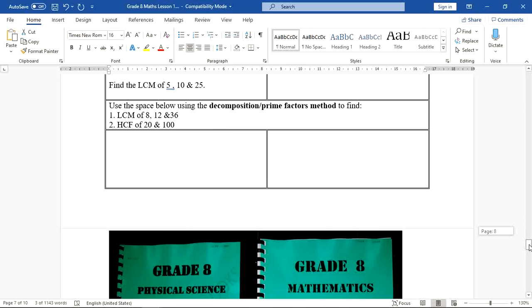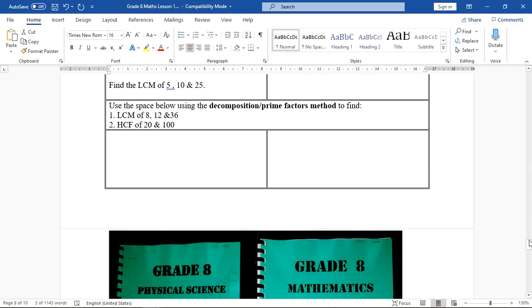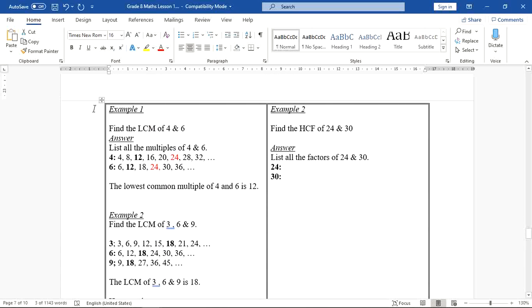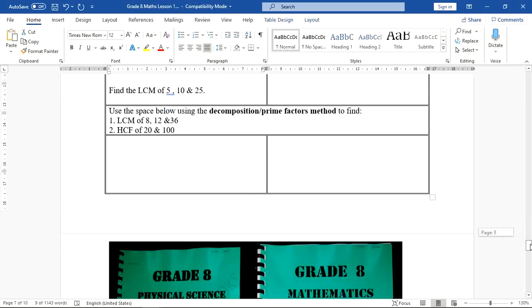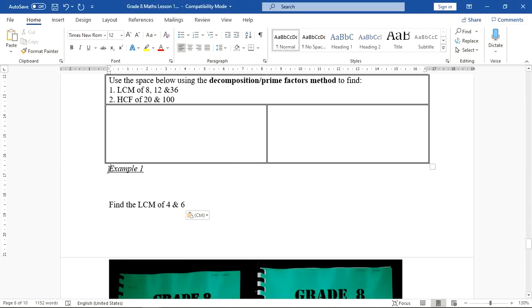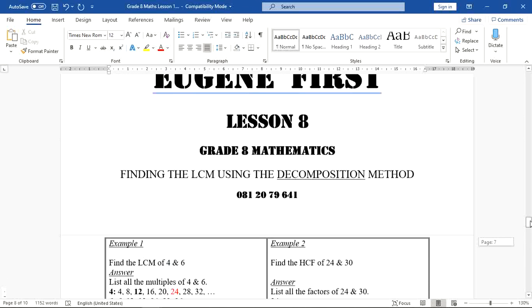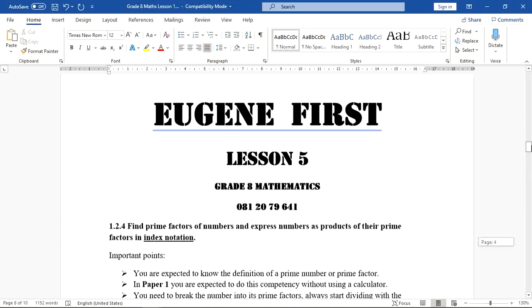So the decomposition method. In the exam, it's up to you which method you want to use, whether the listing of multiples or the decomposition method. It is up to you, whichever method you are comfortable with. With this method, we need to go back to what we did earlier, I think in video number 1.